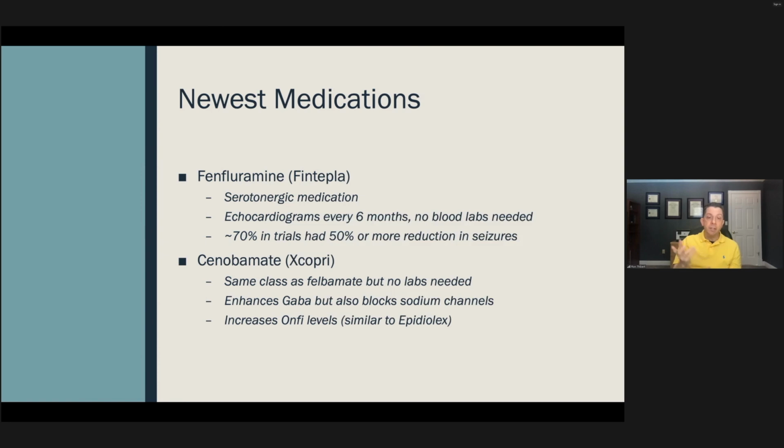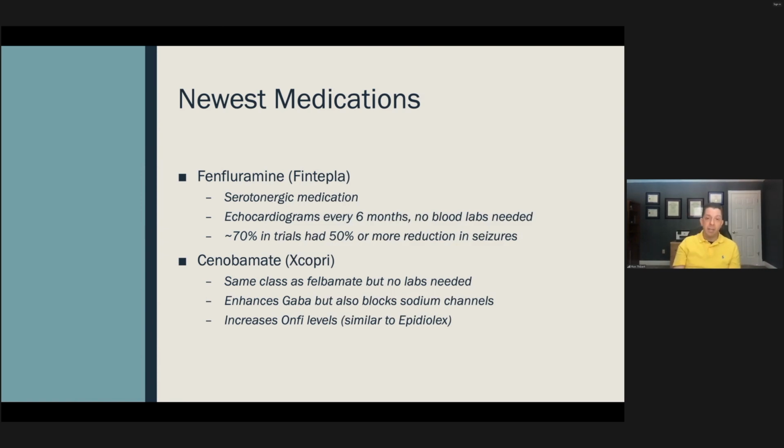So Xcopri is kind of like Felbatol, which is one of those older broad spectrum medicines that came out in the 90s. When it came out, there were several deaths early on, from liver failure or aplastic anemia, where your red blood cells and white blood cells just drop dramatically. They were all in adults, not in kids. Felbatol is still used. You just have to go up slowly and be very cautious, getting labs weekly for a while, then monthly, and then every couple of months.